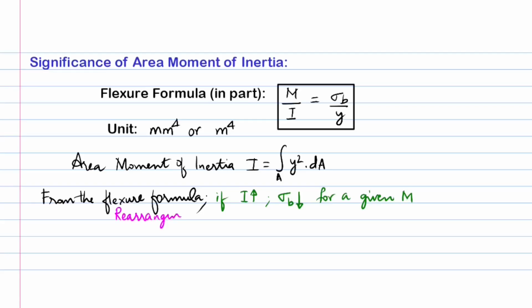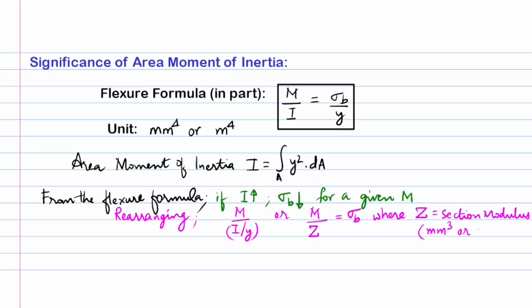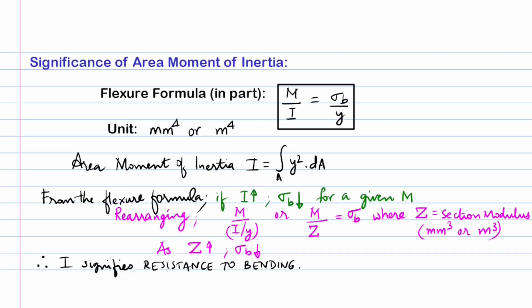Rearranging the terms, the bending stress can also be written as M over Z, where Z is given by I over y and is known as the section modulus, with units of millimeter to the power of 3 or meter to the power of 3. The more the value of I and hence Z, the lower is the value of the induced bending stress. Hence, I signifies resistance to bending deformation, and for a given bending moment and for a given shape of the cross section, a higher value of I should always be strived for.